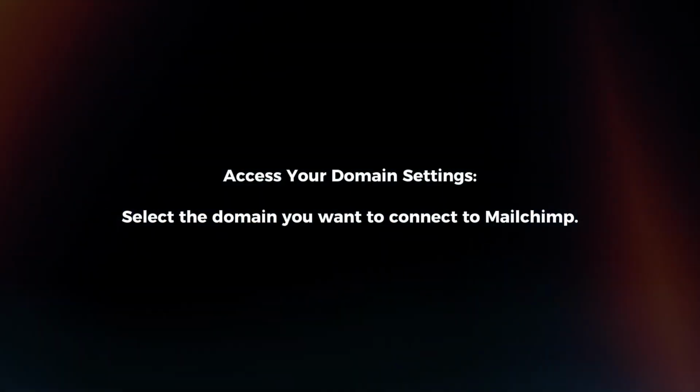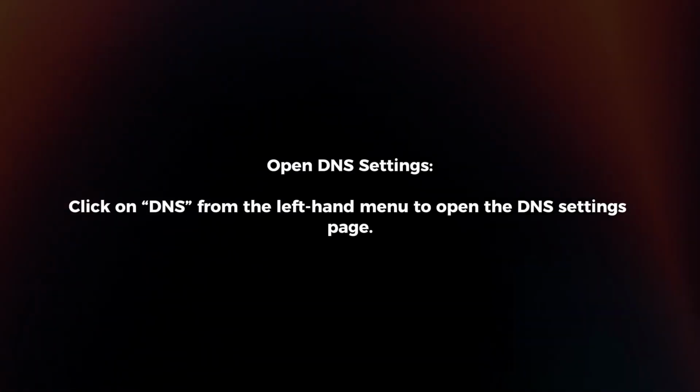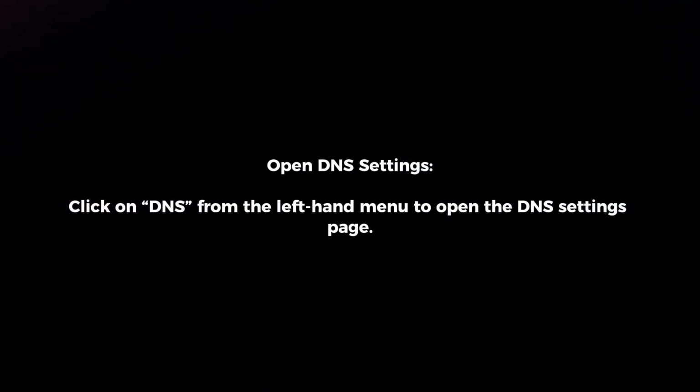Access your domain settings. Select the domain you want to connect to Mailchimp. Open DNS settings. Click on DNS from the left-hand menu to open the DNS settings page.